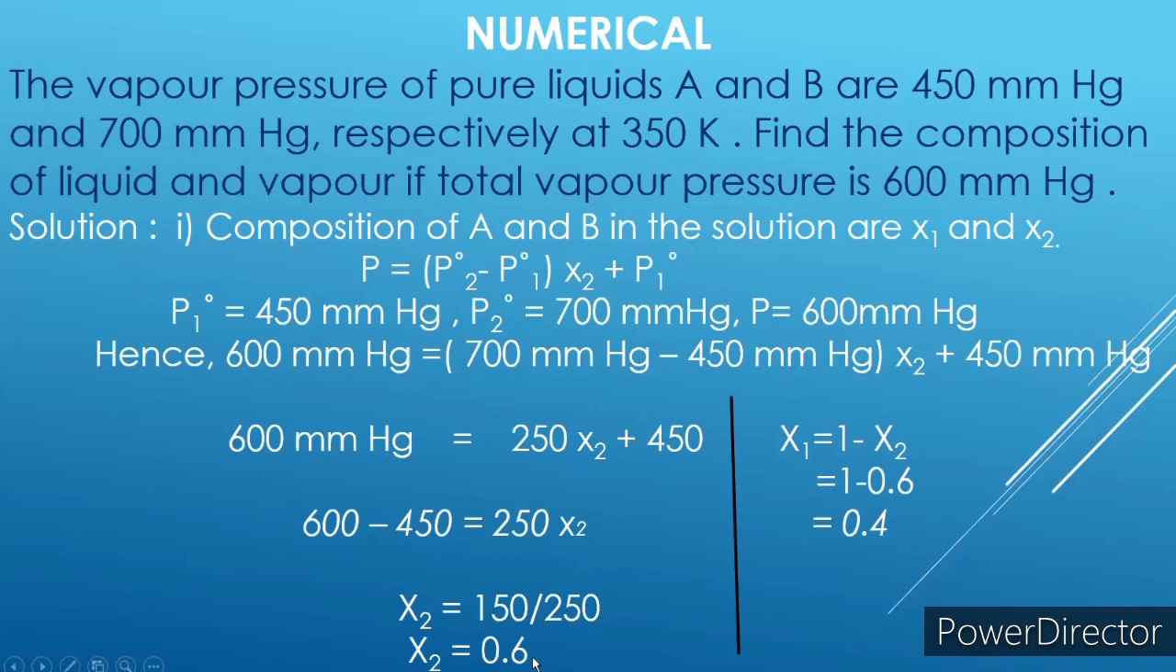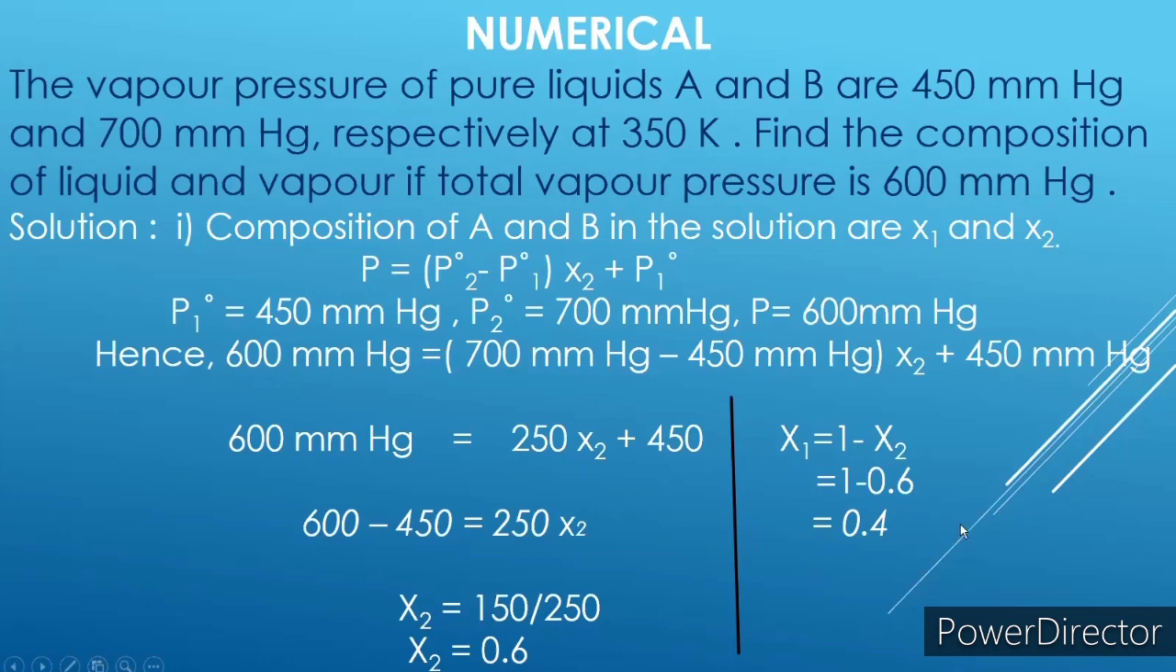Since the mole fractions of all the components in a solution always add up to 1, X1 plus X2 equals 1. Therefore X1 equals 1 minus X2, that is 1 minus 0.6, which comes out to be 0.4. So the composition of the liquid, if the total vapor pressure is 600 millimeter Hg, is 0.6 and 0.4.